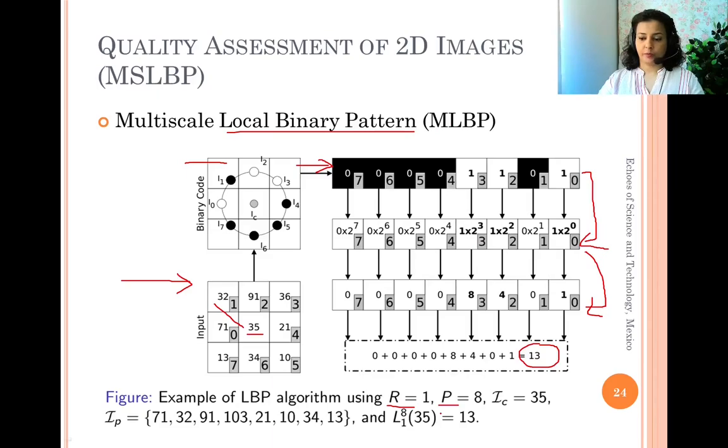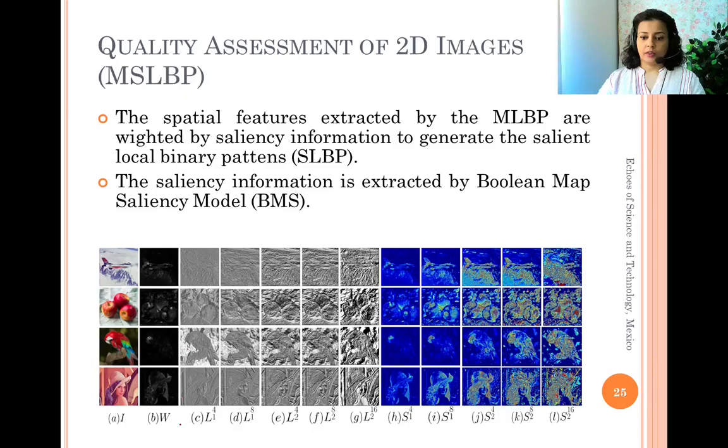How we get MLBP is that we use every possible value of radius and neighboring pixels for our test images. In other words, using multiple values of radius and neighboring pixels, we get multi-scale local binary patterns. This image shows a representation of MLBP. Using these MLBPs, we get our salient local binary patterns.